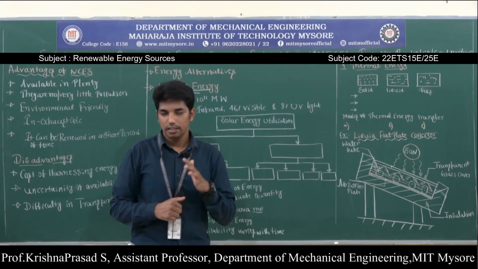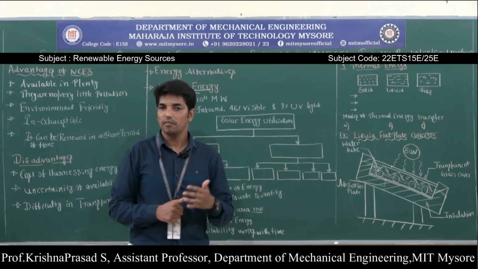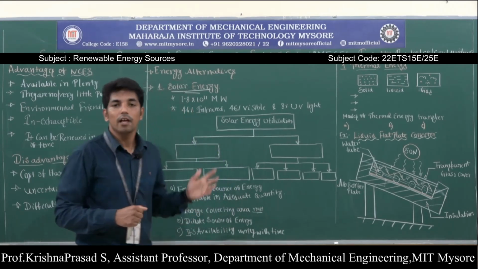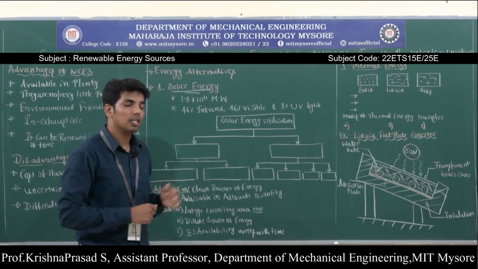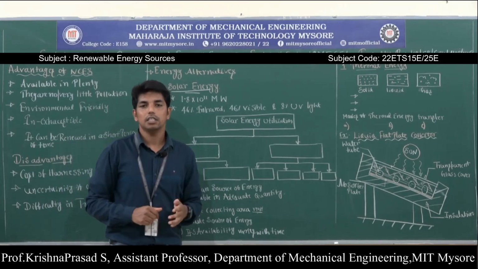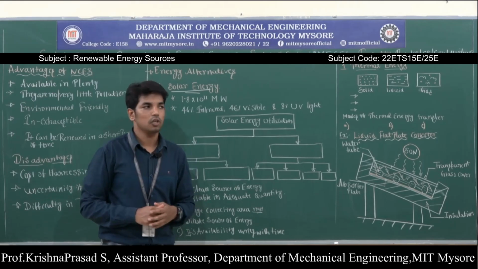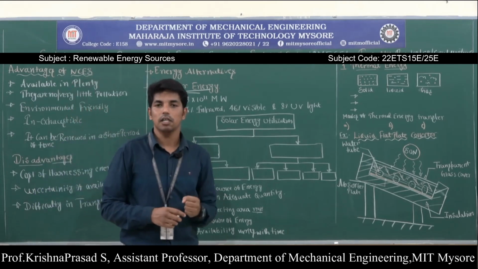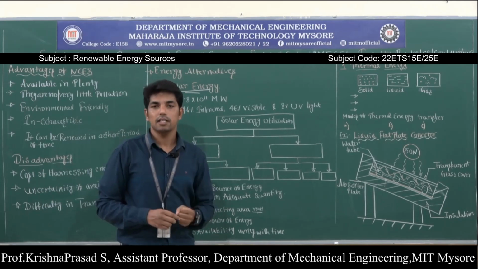That means it can be renewed within a short period of time if it is exhausted, and it is not going to be exhausted, at least within the time frame of human society. That is called inexhaustible. So solar energy is a very large inexhaustible source of energy. Also very important one is solar power from the sun intercepted by the earth's surface.